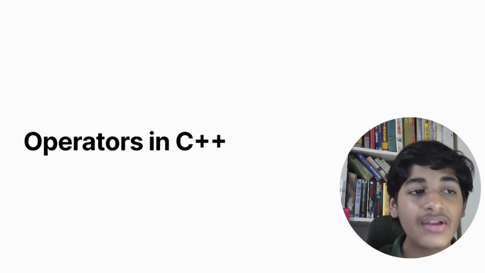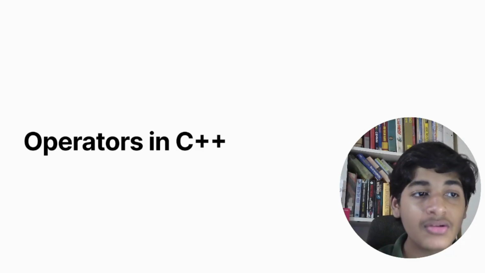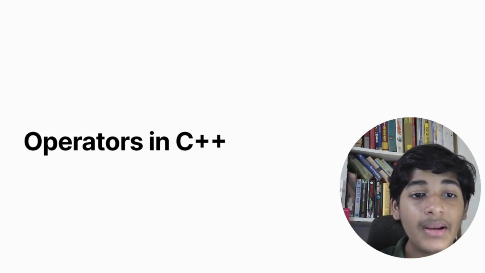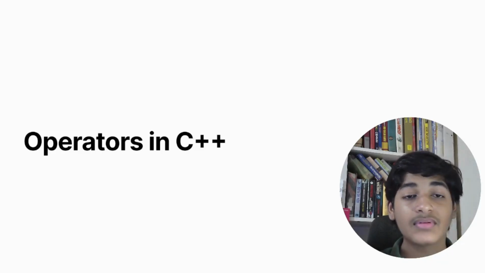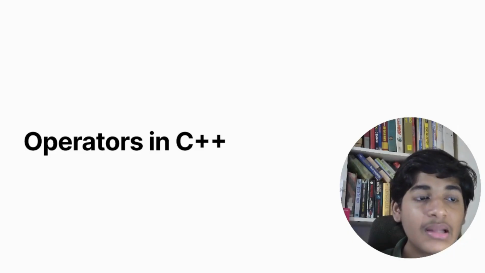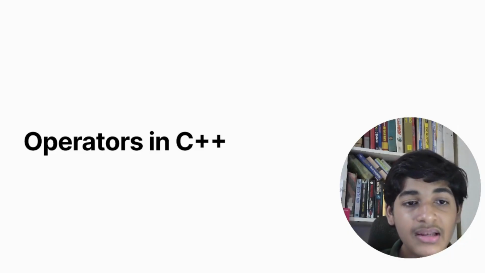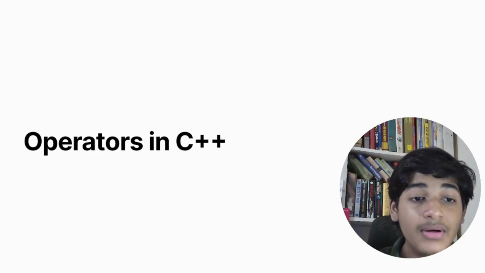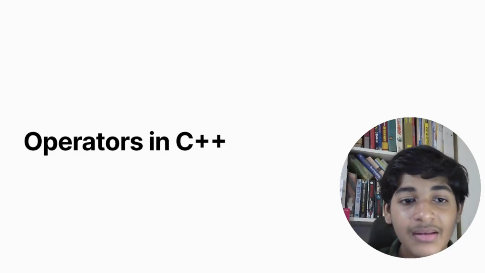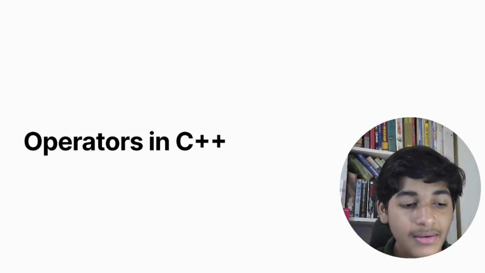Now the third kind of operators are comparison operators. Now comparison operators are used to compare something. If you want to compare if a particular number is greater than another number, we can use comparison operators. Now let's move to the practical part. Let's open the compiler.